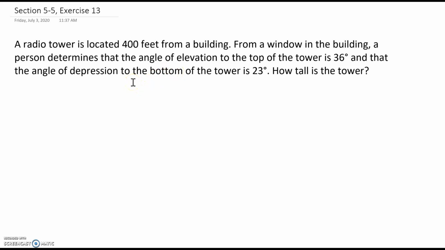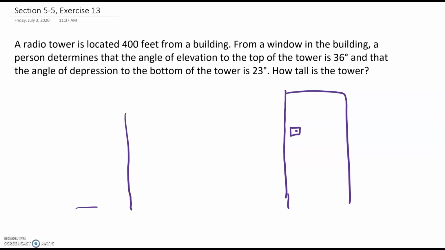All right, so first let's make a quick drawing. Let's draw our building. Here's our building right here. Here's a window. So somewhere in the building, there's someone in that window right there. And then there's a tower over here. I'll just draw a line for the tower.